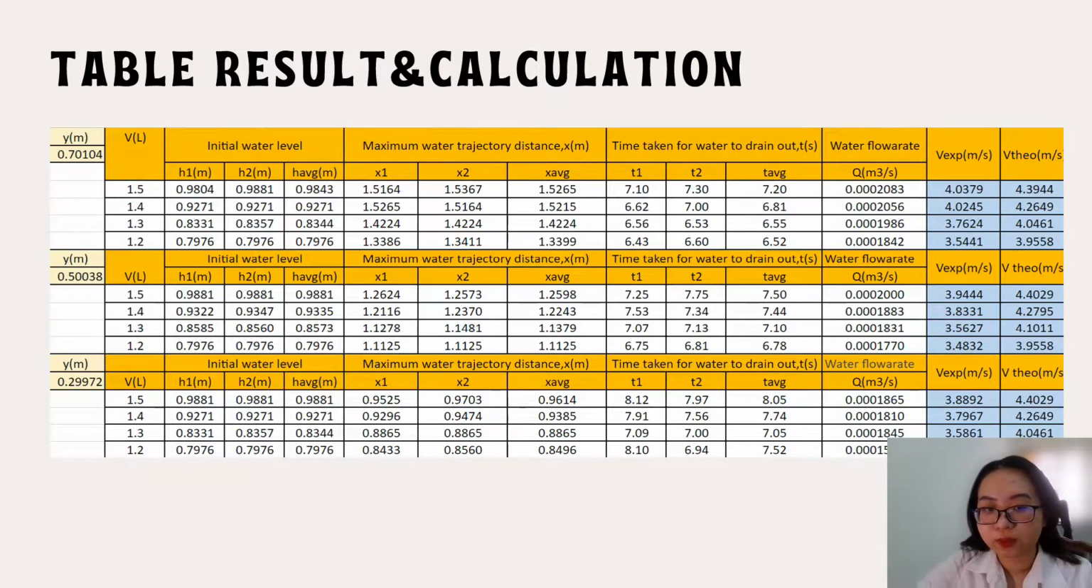In this experiment, we took 3 different heights, which is y equal to 0.70104 meter, and the second height is 0.50038 meter, and the third height is 0.29972 meter, which is the height measured from the floor up to the orifice. As a short form, we just give it a variable as y.